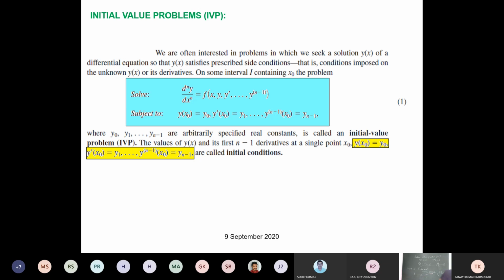Okay, so now let us see what formally we can do. This is what you see in your slides. This is about initial value problems.